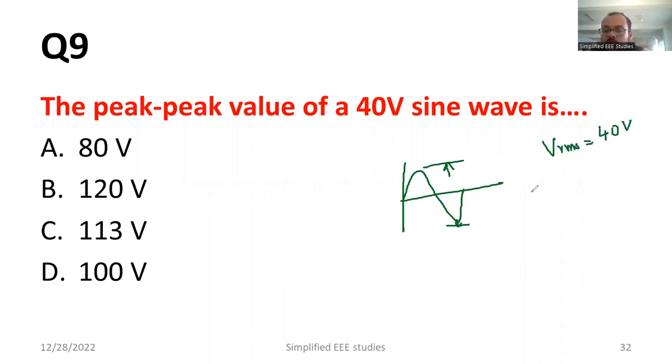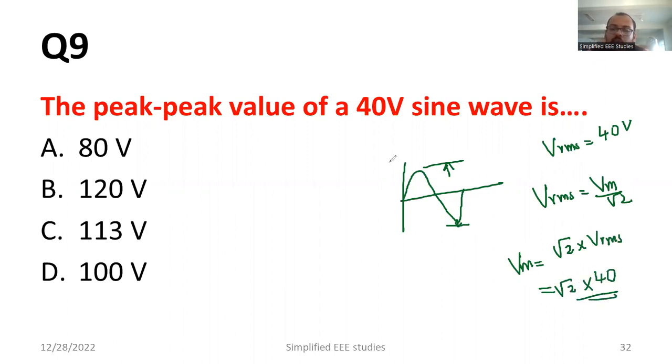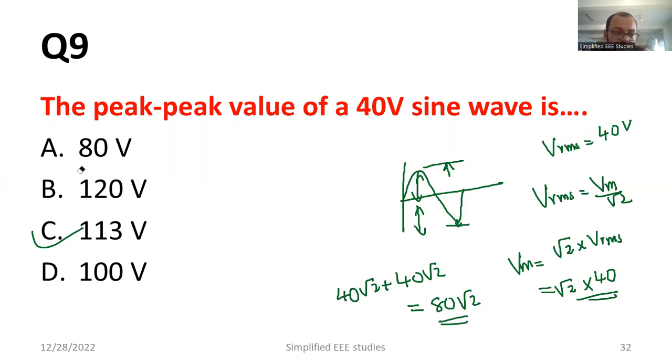40 volt. So we know that VRMS is equal to VM divided by root 2. Therefore, VM is equal to root 2 into VRMS. That means root 2 into 40. But we require peak to peak. So till here I have got 40 into root 2. I need up to this point. So 40 root 2 plus 40 root 2 is equal to 80 into root 2. If I solve 80 into root 2, I'll be getting around 113 volt. So this is actually the right answer.